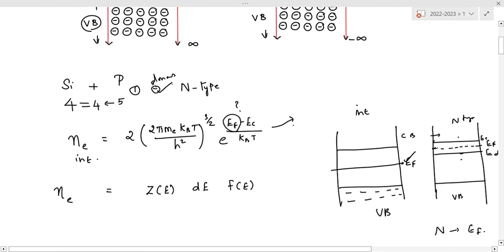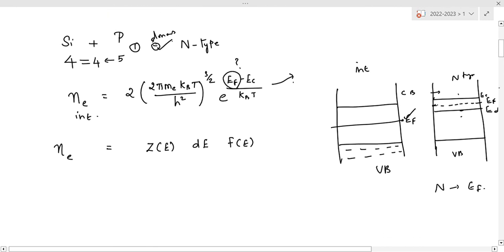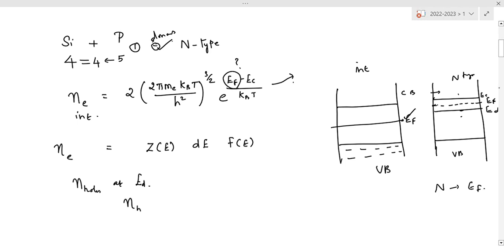Therefore, we are going to find the number of holes at the donor energy level. For this, the formula is NH is equal to number of donors at the donor energy level, ND, times 1 minus F of E. We know that F of E is the Fermi distribution function, or the probability function to find the distribution of electrons or electron occupancy at a particular energy level, whereas 1 minus F of E denotes the holes distribution or hole occupancy in the energy level.